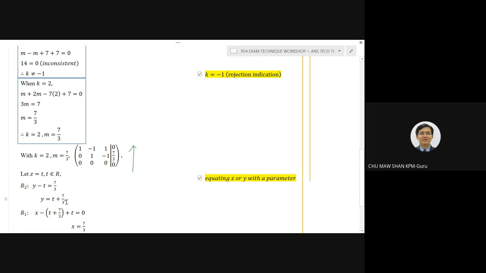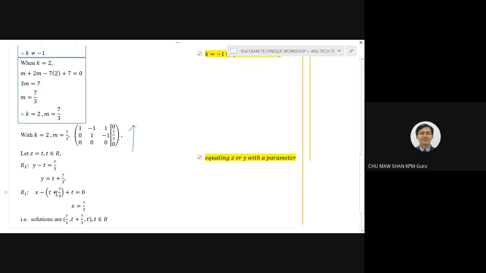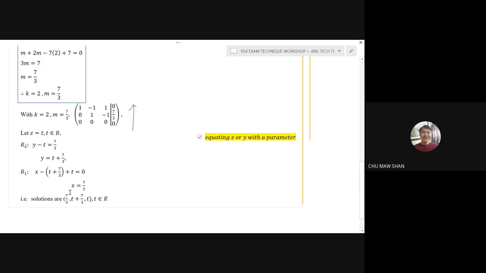Okay, then you go to row 1. Row 1, you get X equal to this one. And then finally you get X is 7 over 3. And then make the conclusion. Solutions are in this one. This is, in other words, means the solution is infinitely many solutions.